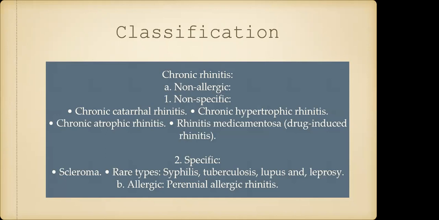Then we have what we call chronic atrophic rhinitis. Now, this is different from the hypertrophic, it's almost the opposite in terms of what you may find in the nasal cavity. When you have chronic atrophic rhinitis, there is a high tendency of having a foul smell coming from the nose. Then when you look at the mucosal lining, it's very thin within the nasal cavity. It could have a purulent discharge from the nasal cavity as well.